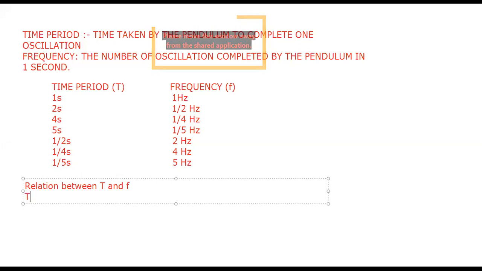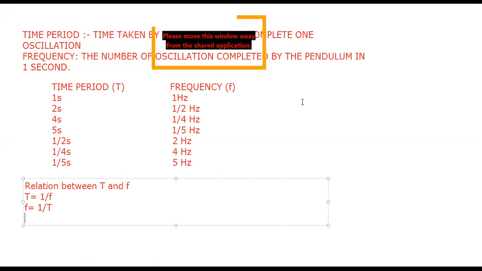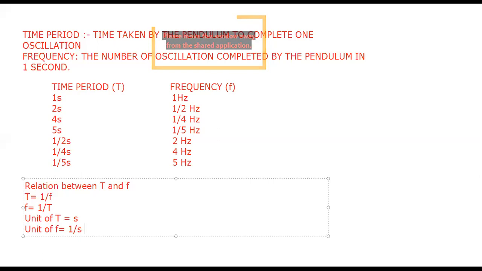Very good. So write down, T is equal to 1 divided by F. This is the relation, or small f is equal to 1 divided by T. They are inversely proportional. So look at the unit. Unit of time period is second. And what is the unit of frequency? Unit of frequency f is per second, 1 upon second. We also call it per second, or we call it hertz.